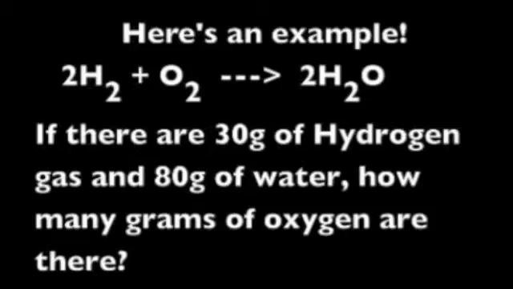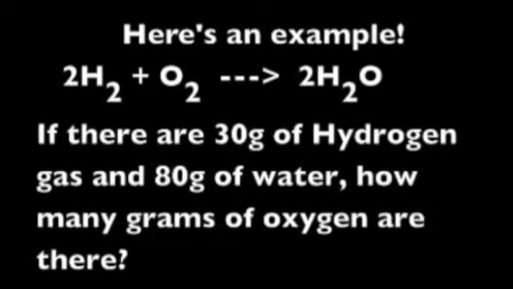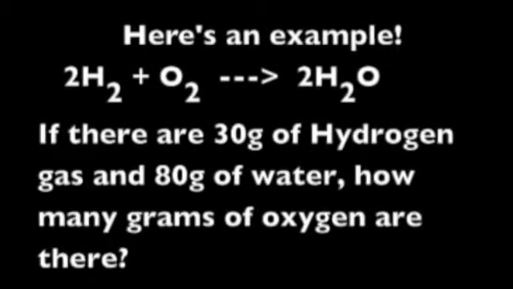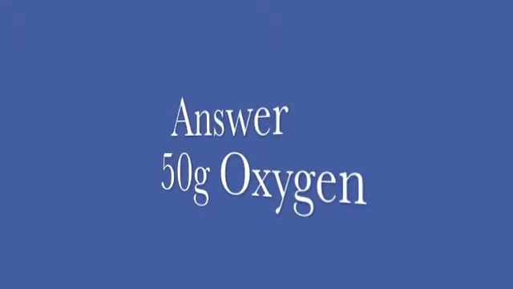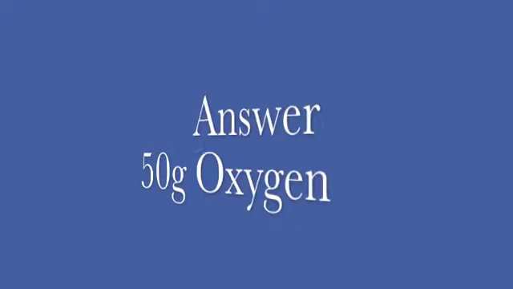The law of conservation of mass states that in a chemical reaction, atoms are neither created nor destroyed. Here's an example. If there are 30 grams of hydrogen gas and 80 grams of water, how many grams of oxygen are there? If you answered 50 grams of oxygen, then you are right.